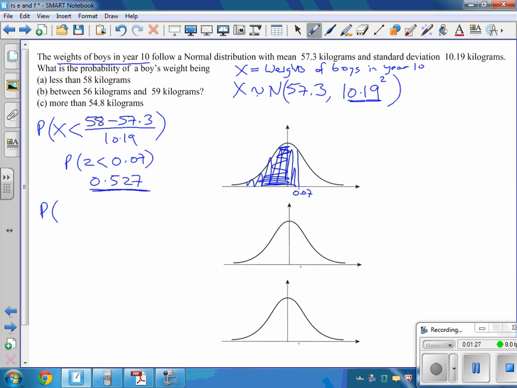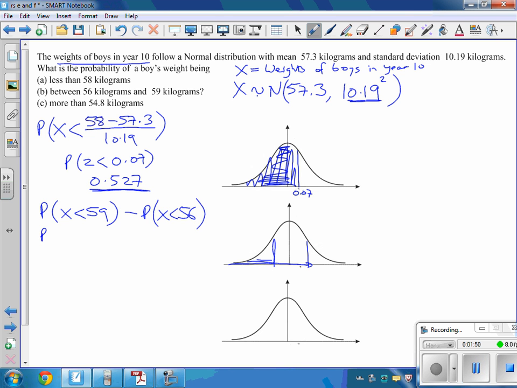Next one, it's one of those between ones again. So we want the probability that X is between 56 and 59. Remember, the method of this is you say, well, how much is it less than 59? So what have I got all the way up to 59? And then I don't want all of that. I don't want the bits that are lower than 56. All the bits that are up to 56 are these ones here.